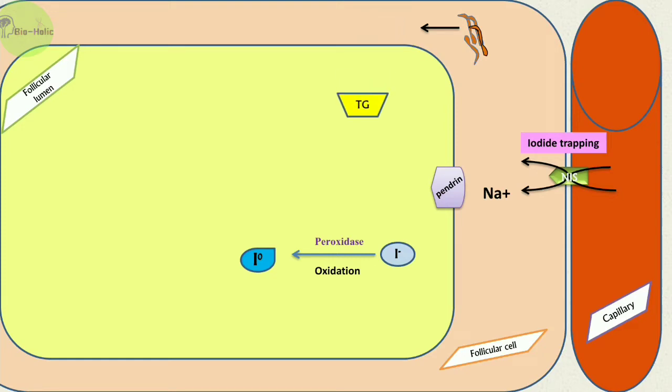On the other hand, the thyroglobulin that is synthesized by the action of endoplasmic reticulum and Golgi bodies in follicular cells also enters the follicular lumen. Next, iodine combines with the tyrosine molecules present in thyroglobulin. This step is known as organification.